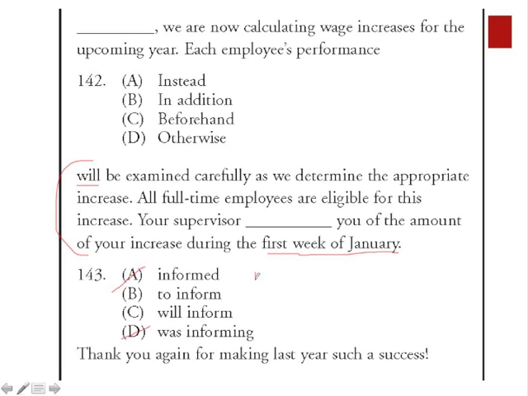In A, we have what we would call the simple past. In D, we have what we would call the past progressive. Both forms do not seem appropriate since both are in the past tense. So now we have B and C. And remember, part of our strategy is to decide between the two.